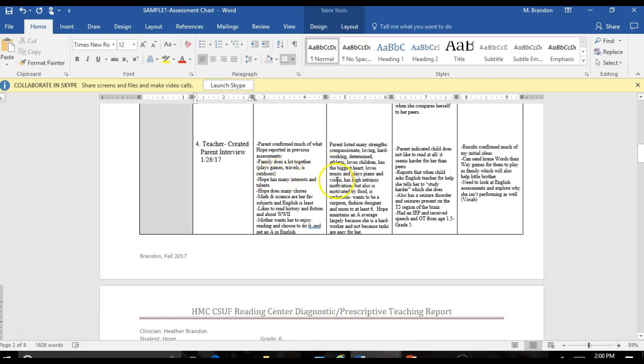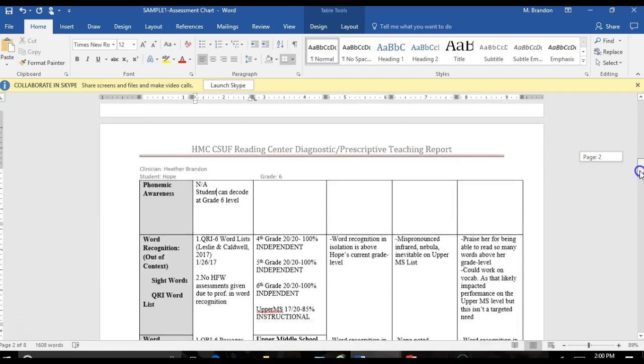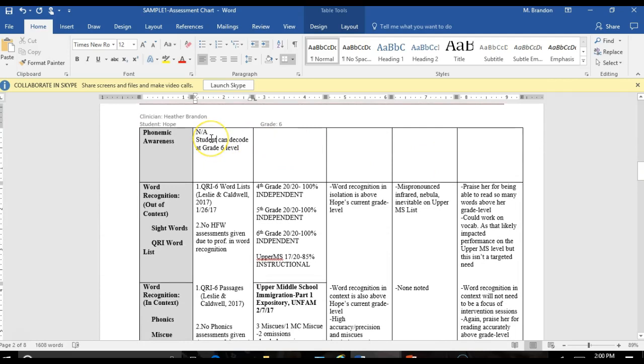The parent interview data, you can read through this, but basically it just corroborated a lot of the data from the previous assessments. Phonemic awareness was not relevant to give to this student, and so you might have that. She is a 6th grade student. Right away I knew from the word list that she was able to decode text at a middle school level. So she's beyond the phonemic awareness.